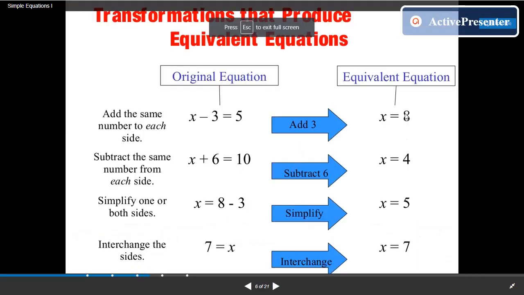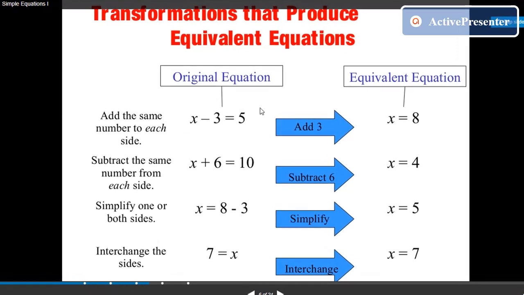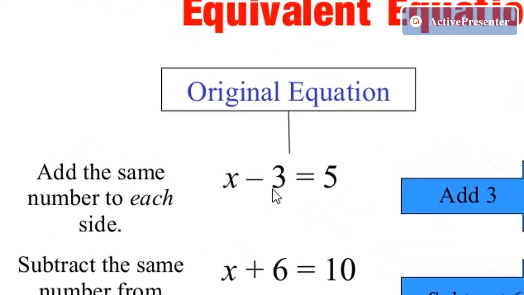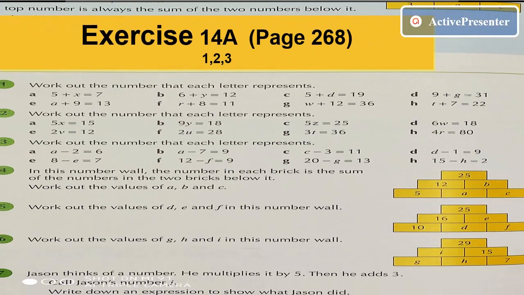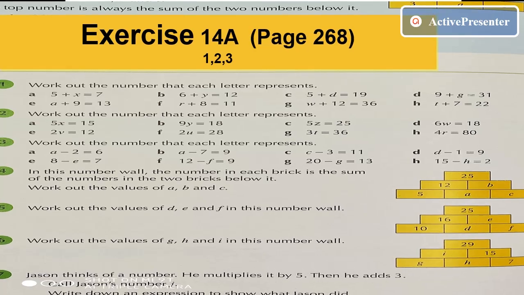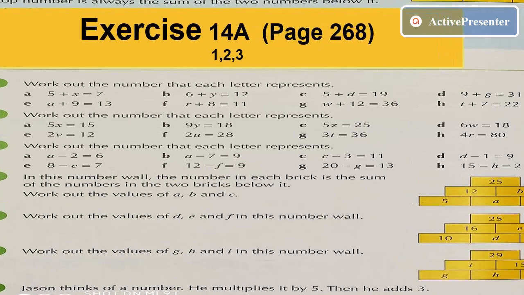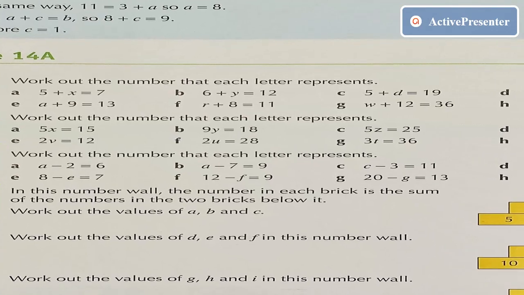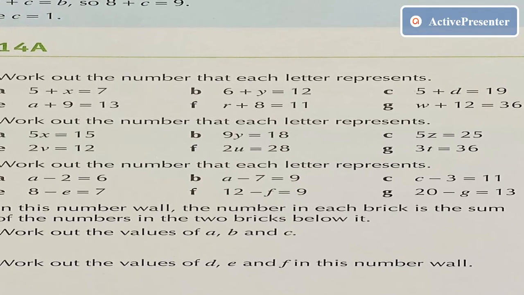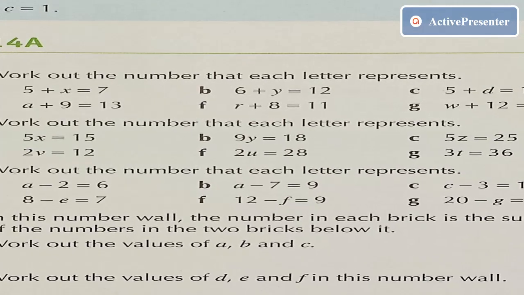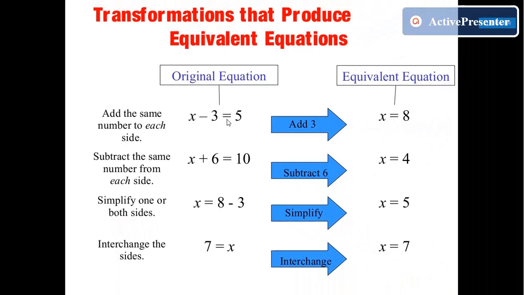Okay, here we are with some examples for simple equations and how to solve and find a variable value. The original equation here is x minus 3 equal to 5. If you refer back to your book, page 268, you can find some exercises on this page, exercise 14a, 1, 2, 3. These are very good examples and exercises to practice by yourself at home. But first, let me answer some examples for you here.